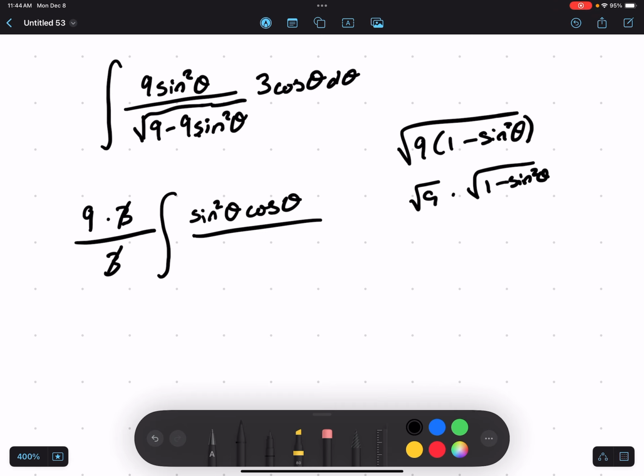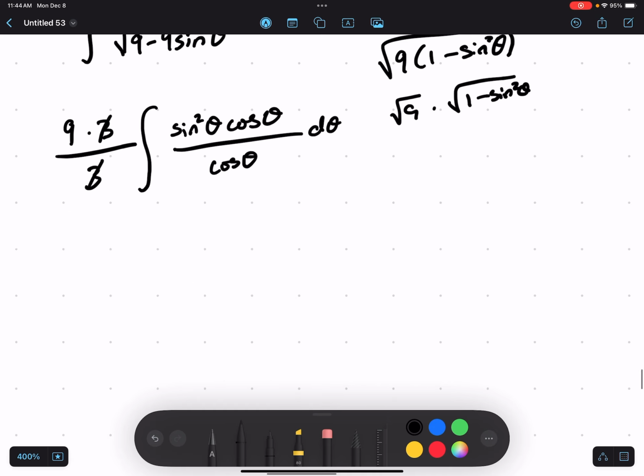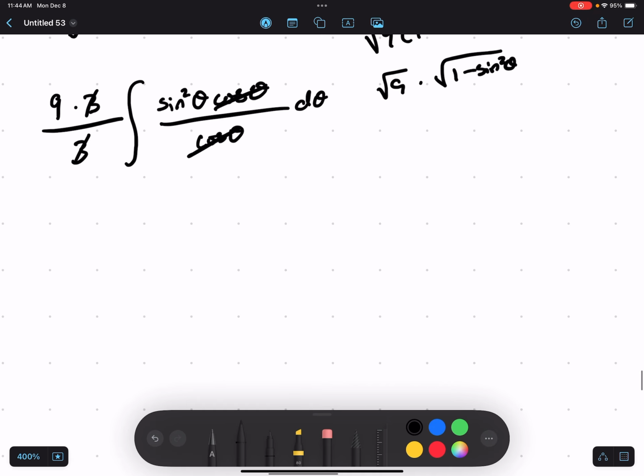That's what's really left up here. And that is just cosine squared theta. But because it's under this radical, under the square root symbol, that means it's just cosine theta, all with respect to theta. So let's rewrite this cleanly now and go ahead and cancel these cosines out. Now we've just got 9 times the integral of sine squared theta d theta.